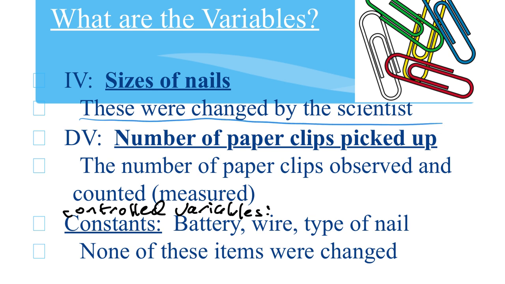Because the size of the nails were changed by a scientist, by the guy doing the experiment, they are the manipulated variable, or the independent variable. Maybe another hint would be manipulated for independent. And the dependent variable depends on the size of the nail.